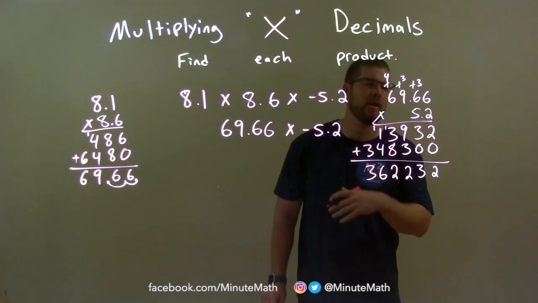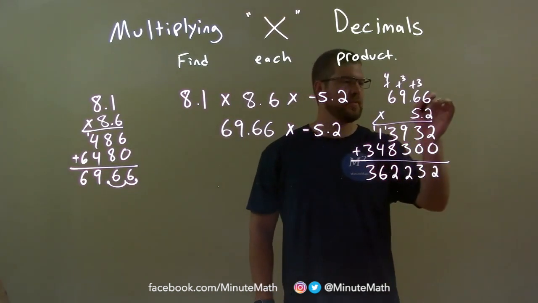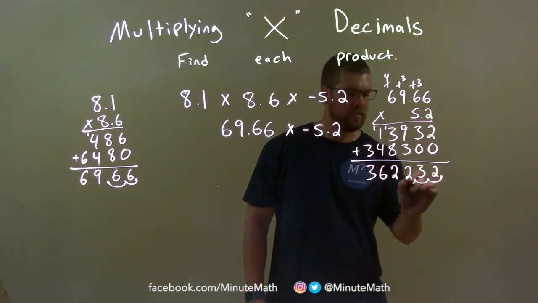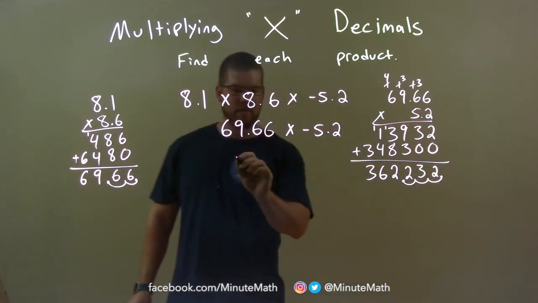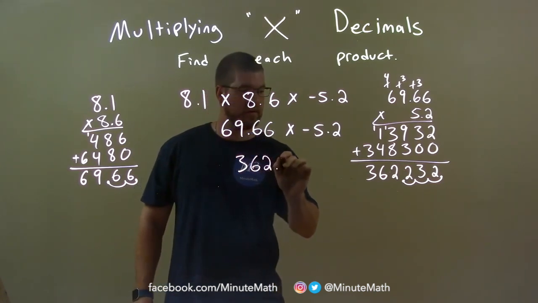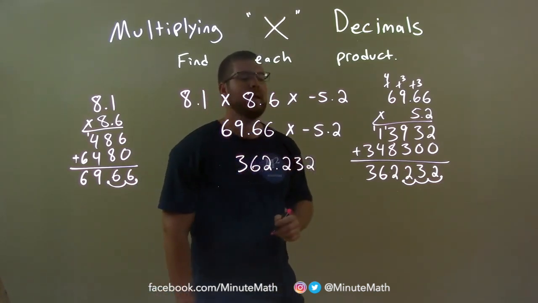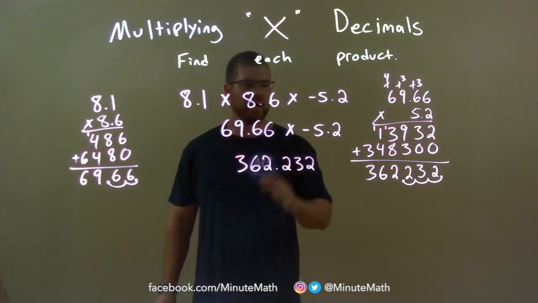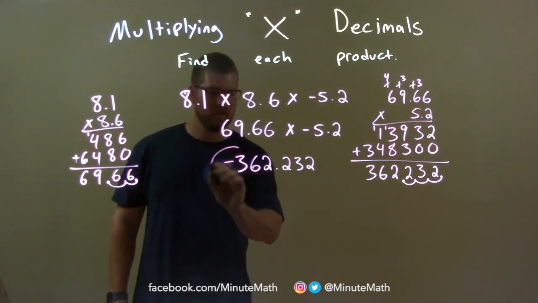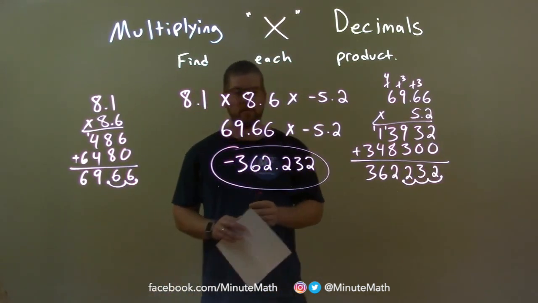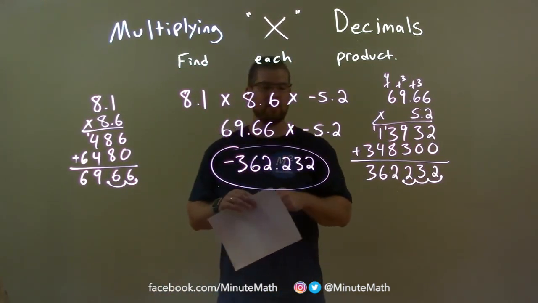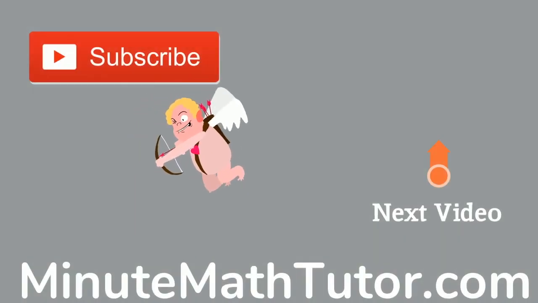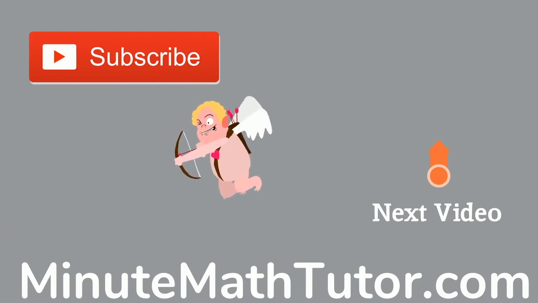Okay? So now we have a very large number, but we have to add back our decimals. 2 decimals and 1 decimal, total of 3 decimals. So we have 1, 2, 3 decimal places. So we have 362.232. And then we know, we can't forget, right? Positive and negative. Positive times a negative is a negative. Negative right there. So final answer, negative 362.232.